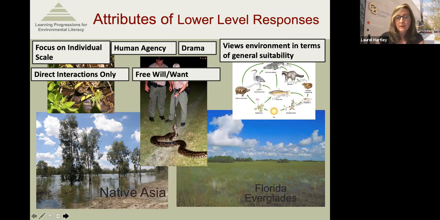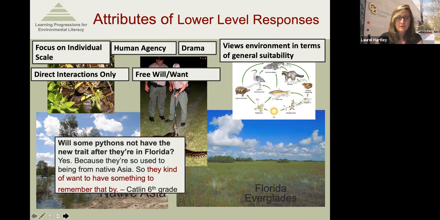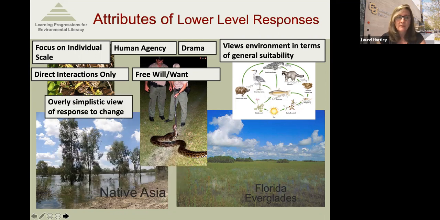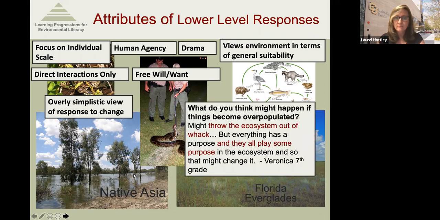They tended to explain events in terms of free will or wants. Will some pythons not have the new trait after they're in Florida? Yes, because they're so used to being from native Asia, so they kind of want to have something to remember that by. And there you can see some anthropomorphizing. They had an overly simplistic view of responses to change. What do you think might happen if things become overpopulated? Well, it might throw the system out of whack, but everything has a purpose and they all play some purpose in the ecosystem, and so that might change it.